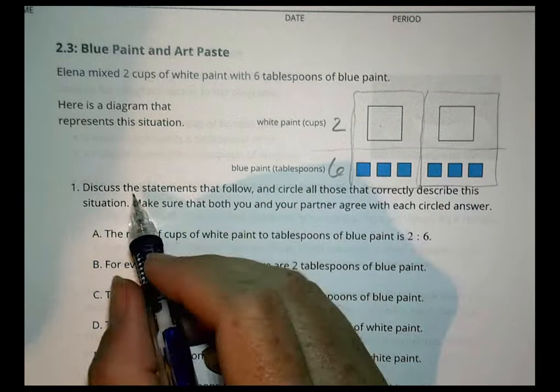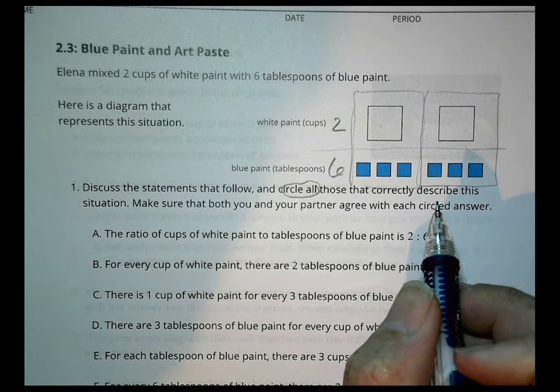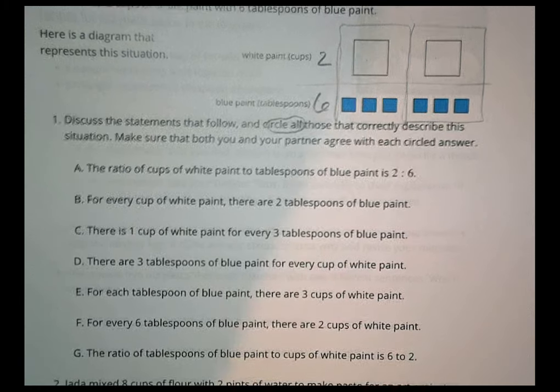Discuss the statements that follow and circle all those that correctly describe the situation. Make sure you and your partner agree. So let's do this together. You ready? Let's see here. We have some different situations. Let's see what it comes up with.